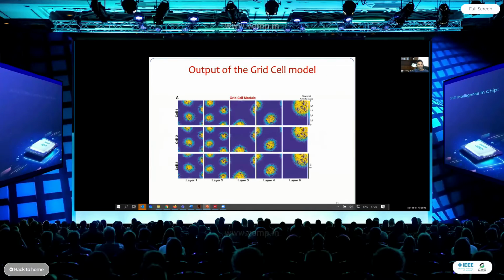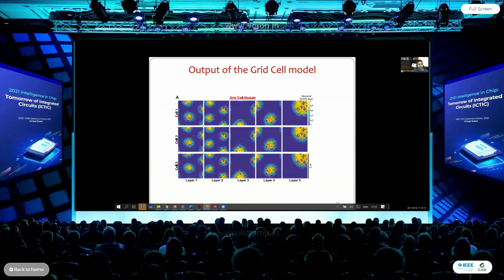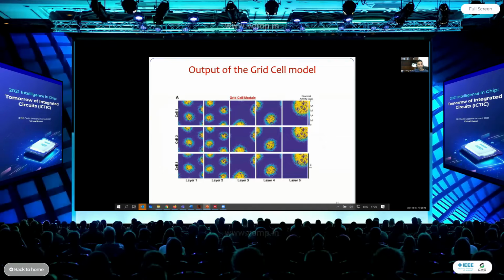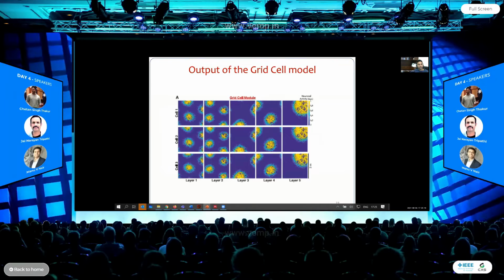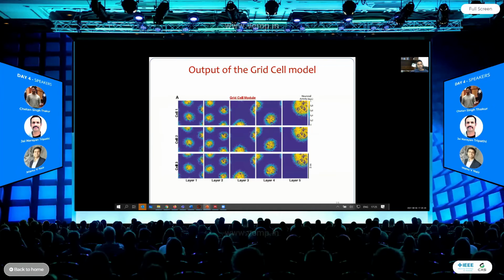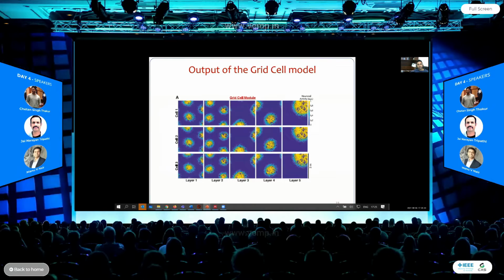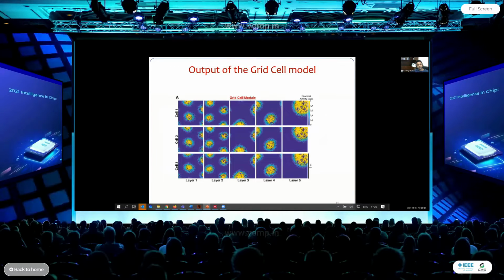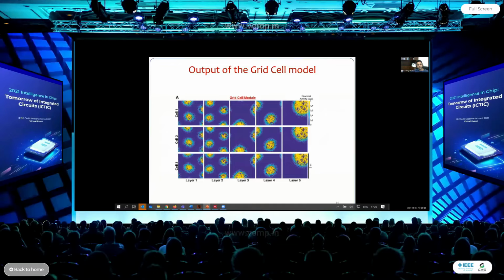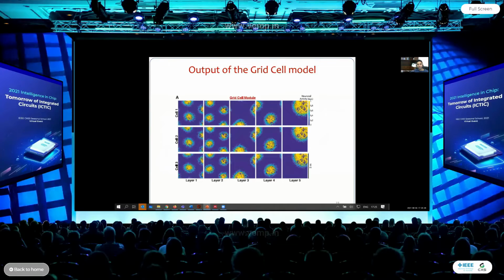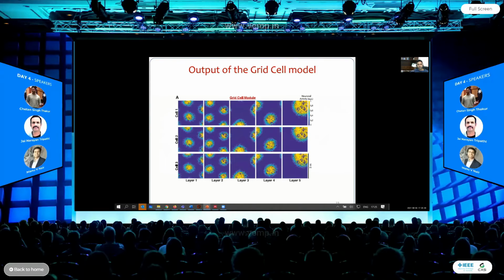All right, so this is the same thing, but in terms of images. Here is the output of the grid cell model. As I said, we have 5 layers, layer 1, layer 2, and so on, with increasing size of the grid field. It is smaller here, and keeps increasing as you go from layer 1 to layer 5, with distinct spatial scales.